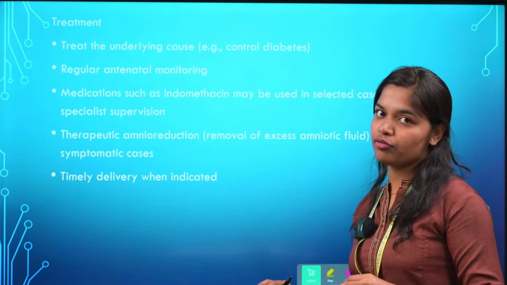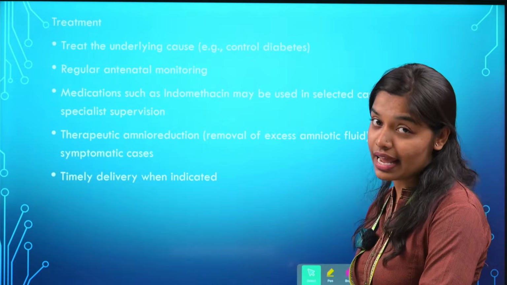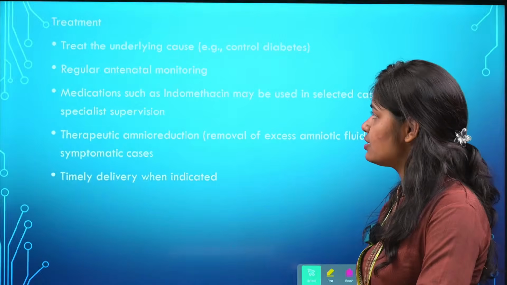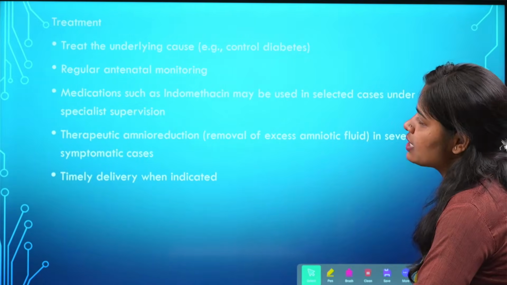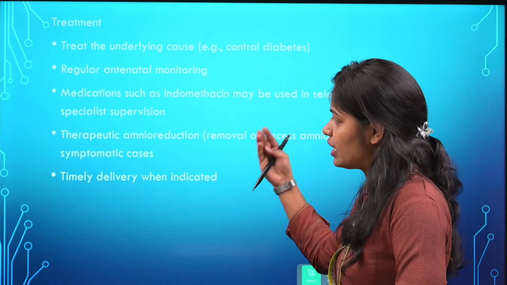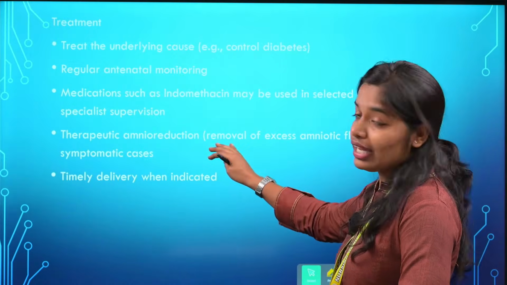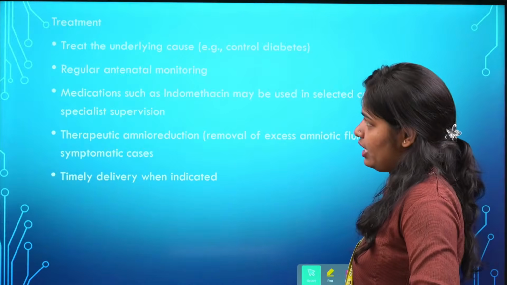Next, the treatment for this polyhydramnios includes treating the underlying causes, regular antenatal monitoring, and medications such as indomethacin may be used in selected cases under specialist supervision or prescription. Therapeutic amnioreduction we are going to do, and timely delivery when it is indicated.